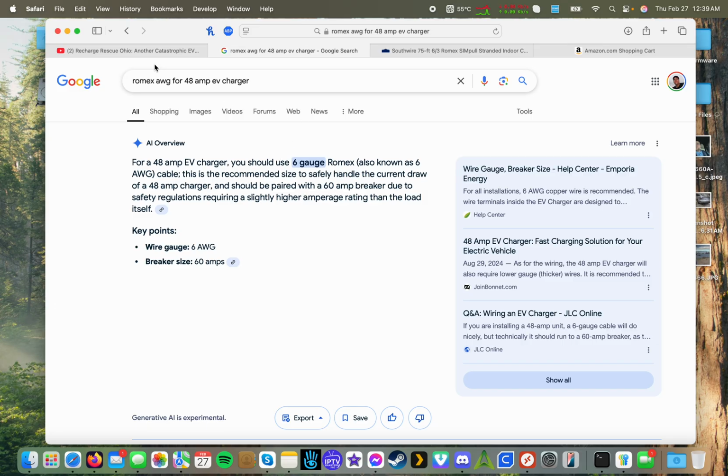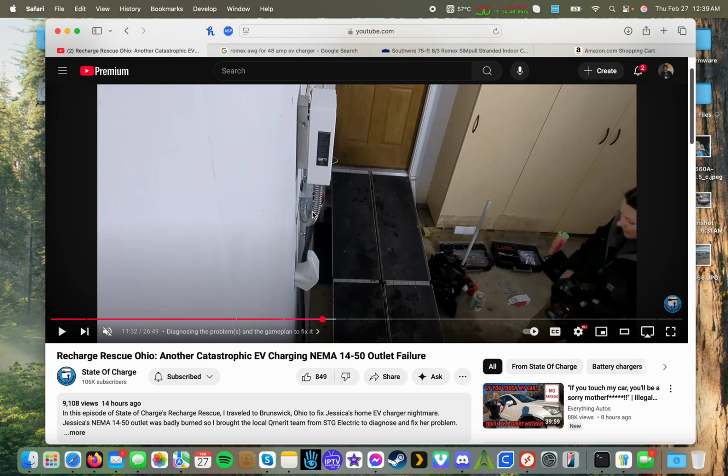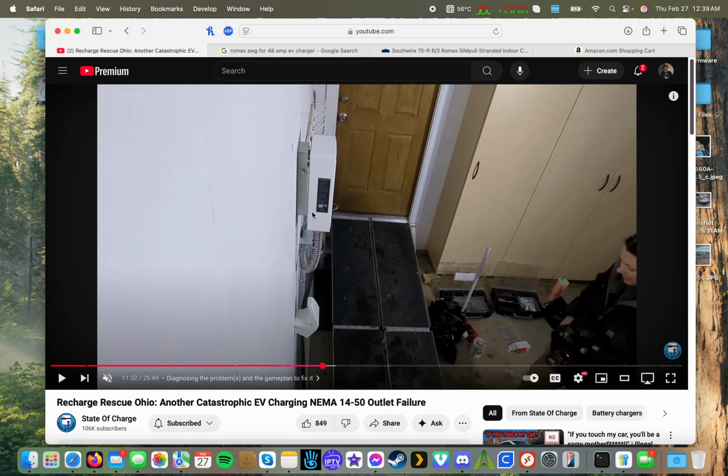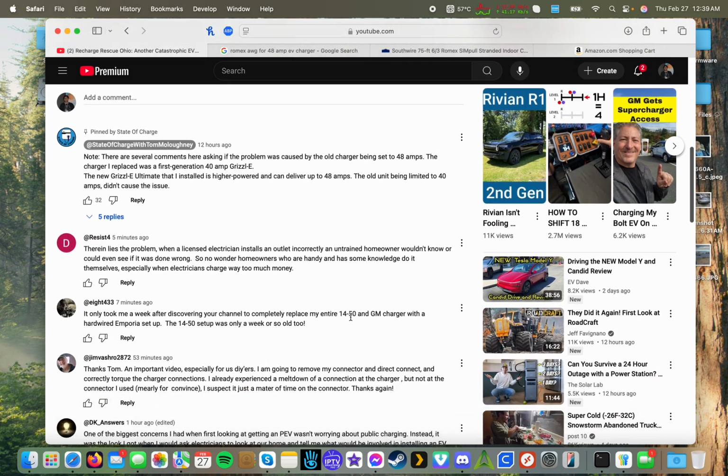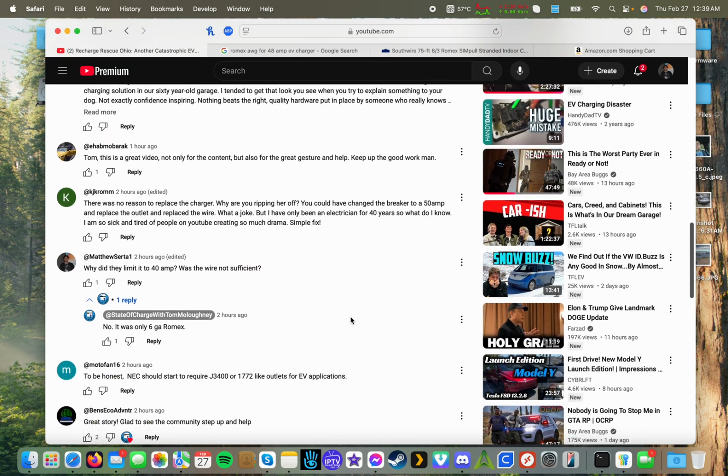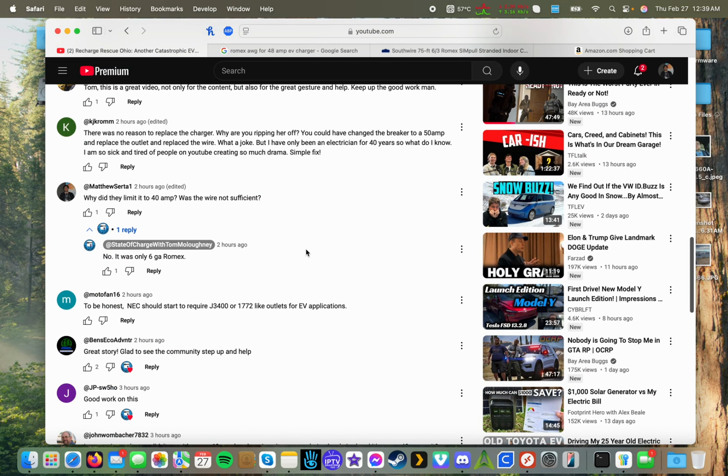But I'm just confused because Tom's a charging expert. Tom supposedly knows about all this stuff. But who do you believe? I mean, Tom himself has even said that a 6-gauge wire is what you need to run a charger. And I understand that some people may say, well, it's Romex, that's why. No, Romex is the same thing.